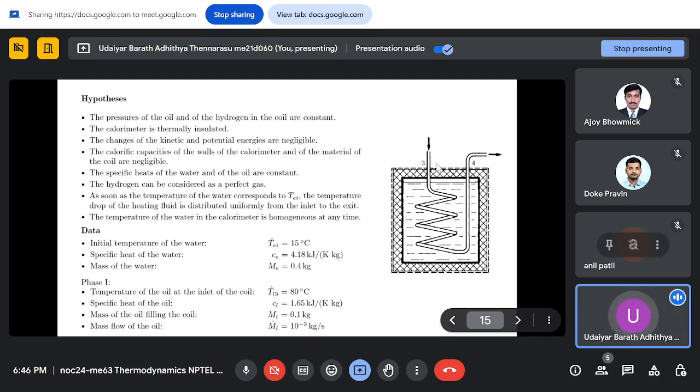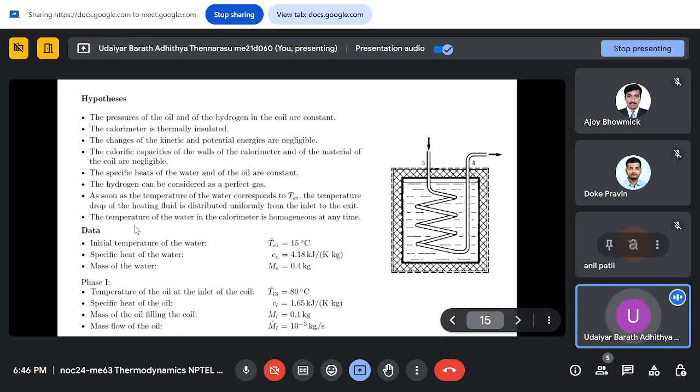There is no change in kinetic energy or potential energy. The calorific value of the wall and material are all negligible, so you need to consider only water. The specific heat of water and oil are constant, so it will not vary with respect to temperature and pressure. Hydrogen can be considered as a perfect gas, so again that means your Cp is constant. As soon as the temperature of the water corresponds to TEI, the temperature drop of the heating fluid is distributed uniformly from inlet to exit. So these are the assumptions which they are making.